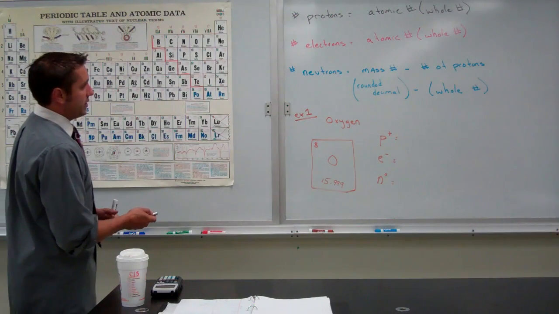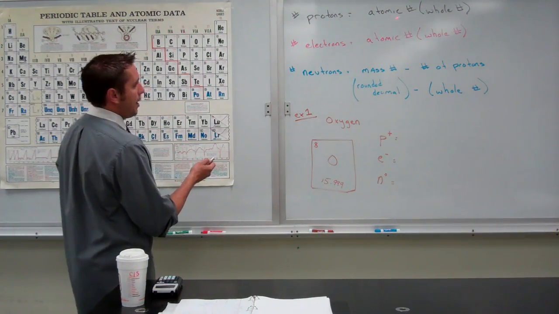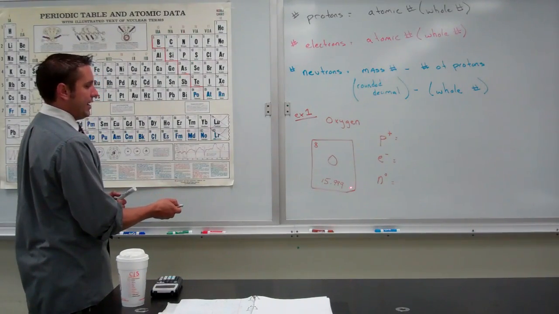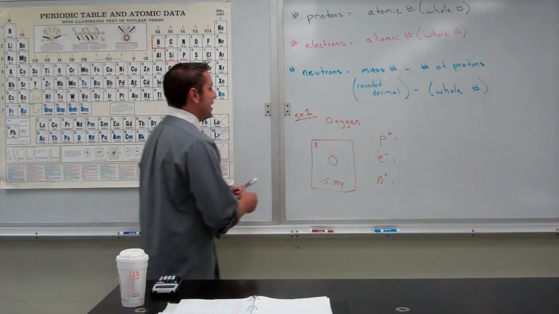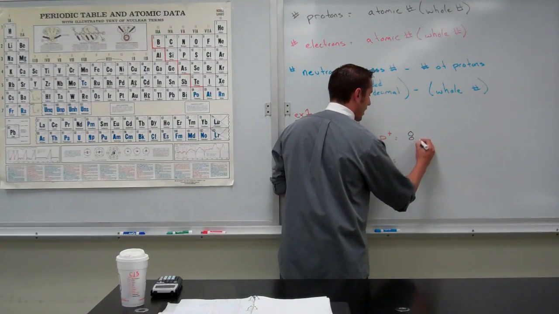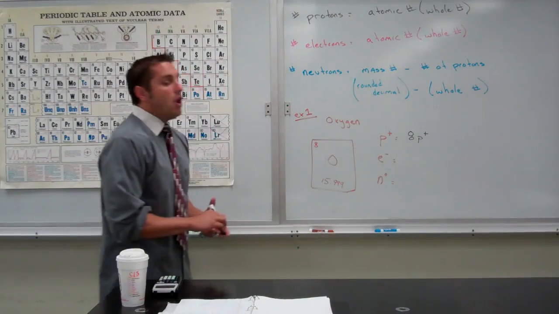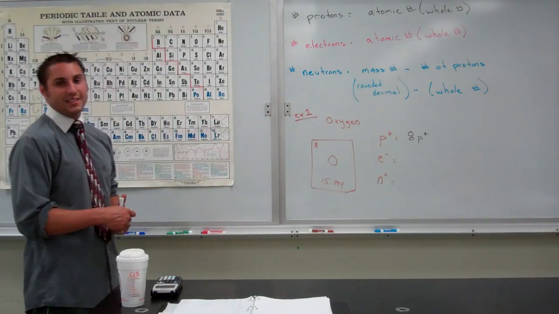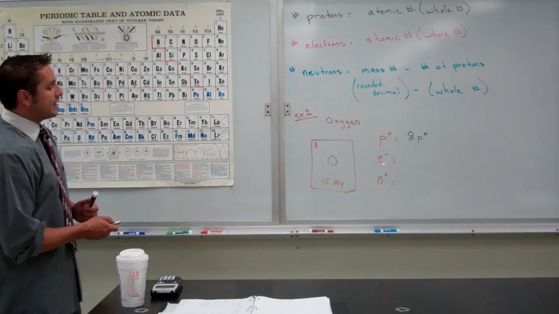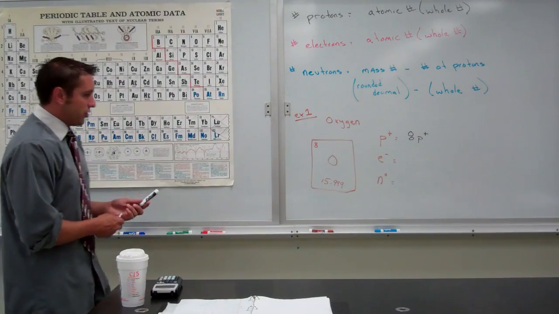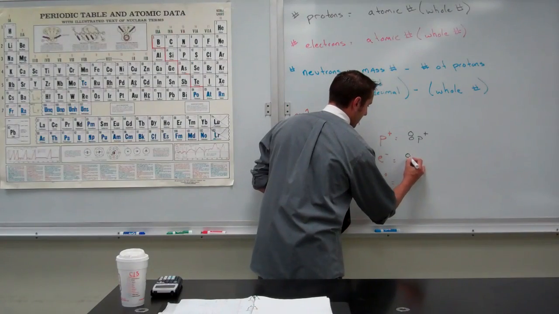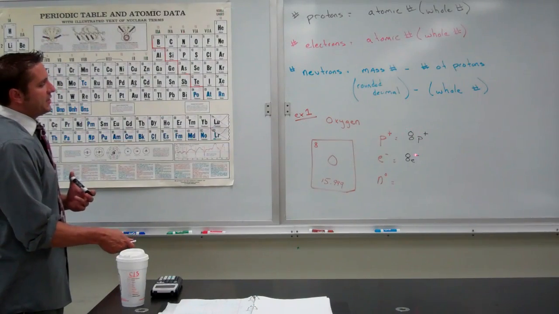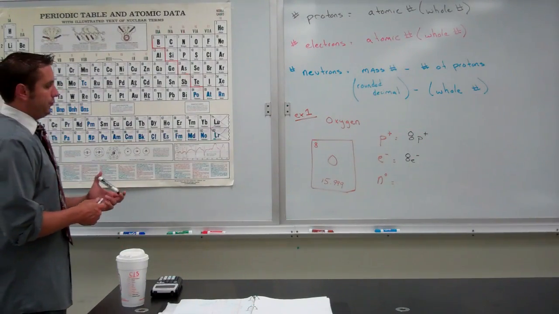If I want the protons, I need the atomic number, which is the whole number. The whole number on the box here is an 8 and a 15.999. 8 is the whole number. That means that oxygen has 8 protons. Notice, next to the proton, I have a positive sign because protons are positively charged. Next up, the electrons. Electrons are also equal to the atomic number, so I have 8 electrons. So what you'll notice is my 8 positives and my 8 negatives cancel each other out.